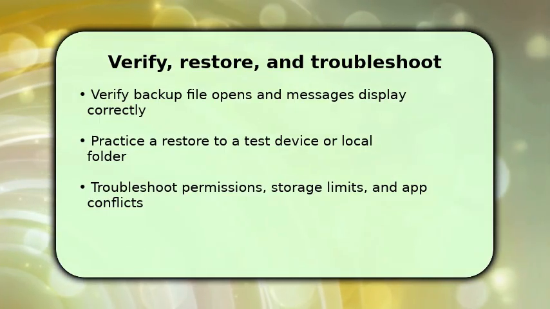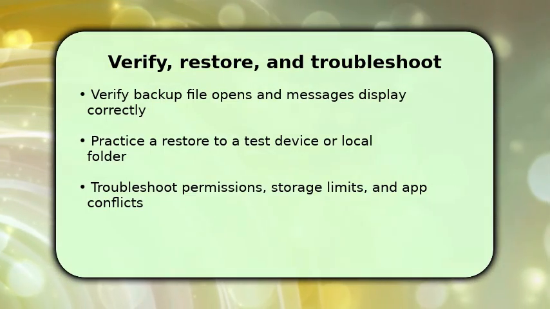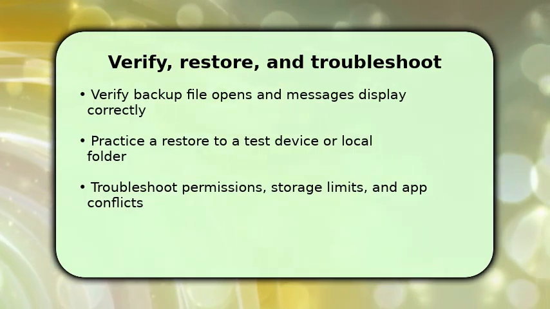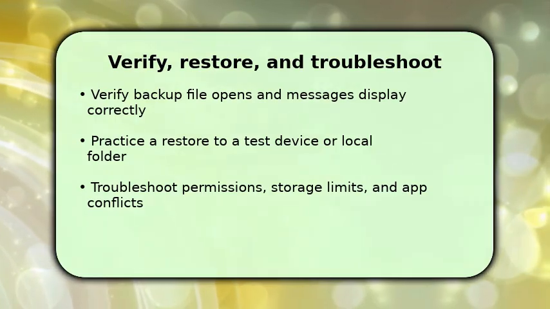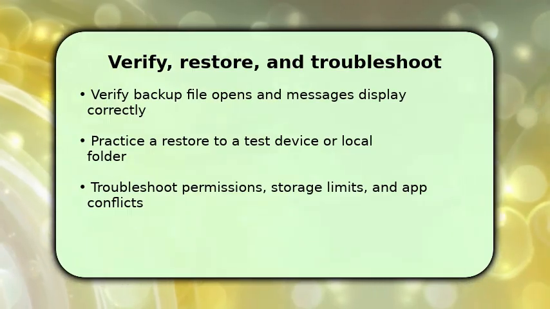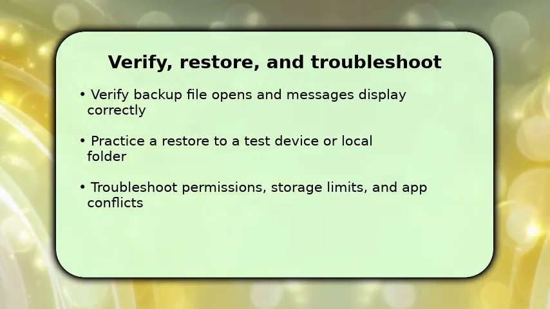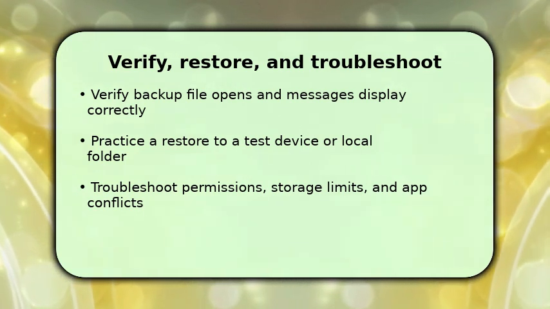Once confirmed, practice a full restore on a test device or local environment so you understand timing and requirements. Make sure you keep encryption keys or passwords stored safely. If something goes wrong, check permissions first, then available storage and any conflicting apps that intercept SMS. Finally, retry the export after resolving issues. Repeated, verified backups prevent data loss and give you confidence in recovery.